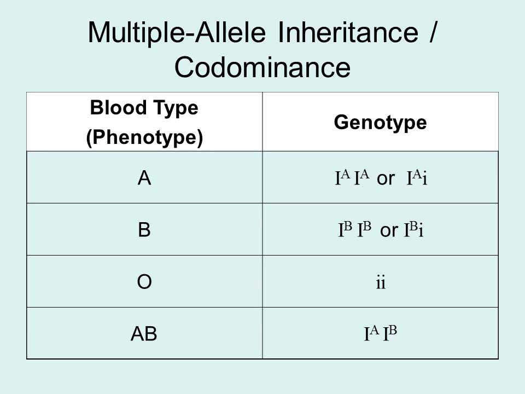So you're either big I^A, big I^A, or you could be heterozygous. You could have the big I^A, little i. An individual who is type B is big I^B, big I^B, or big I^B, little i. An individual who is type O, that is the recessive expression, little i, little i. If you are type AB blood, you have big I^A, big I^B. Both of those are being expressed.